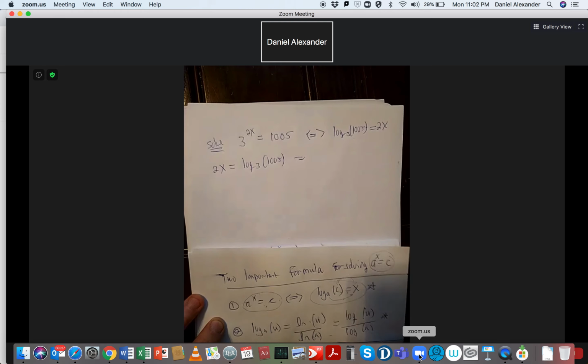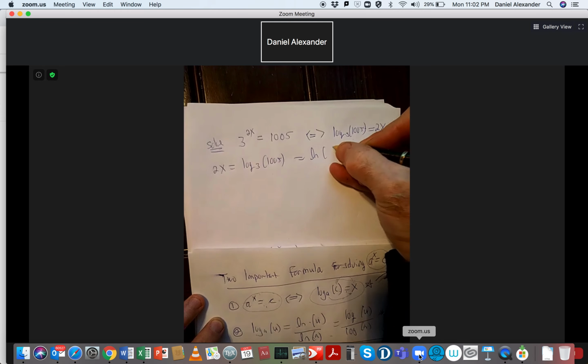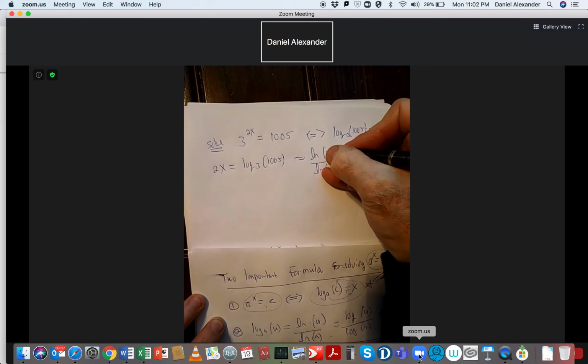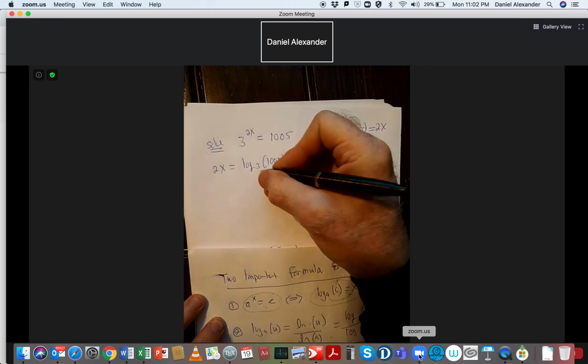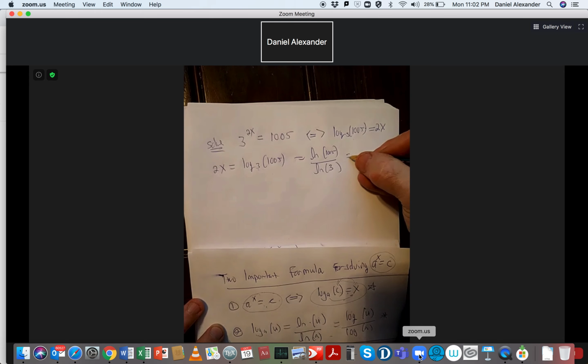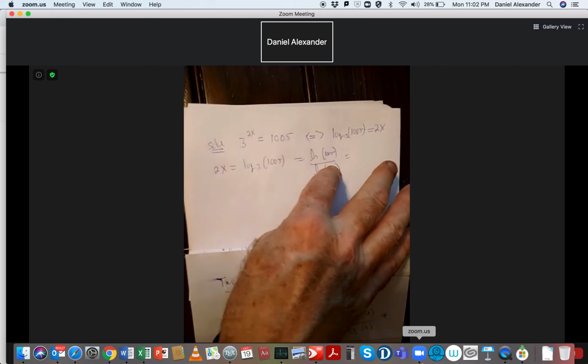I'm going to use the conversion formula. That's going to be the log over the log. What goes in the top is what's on the top here, the 1005. What's on the bottom there goes here. Now I'm going to get a number for here, and then I just have to divide by 2. So I'm going to solve this, write it down so you have it.